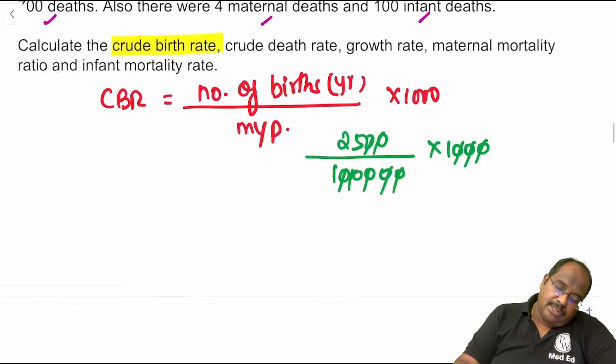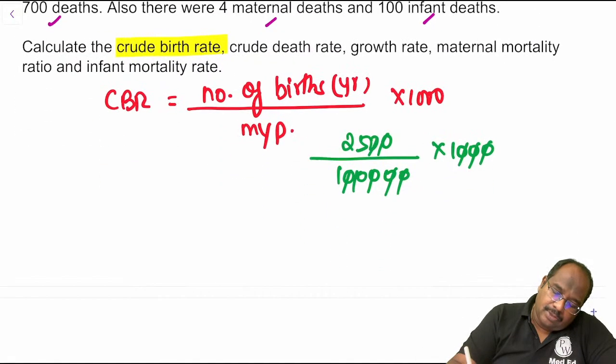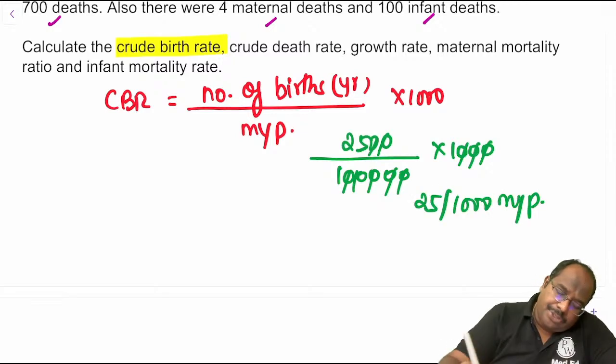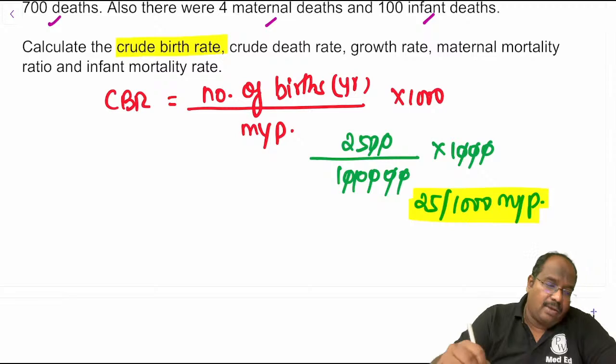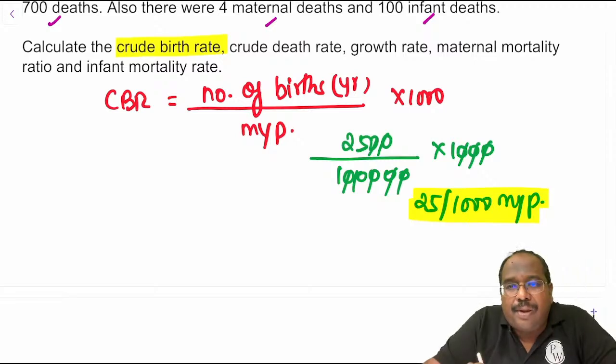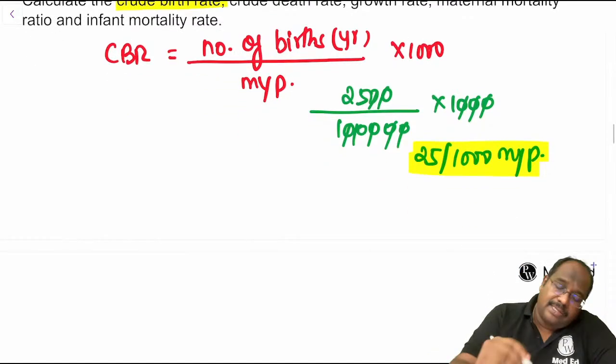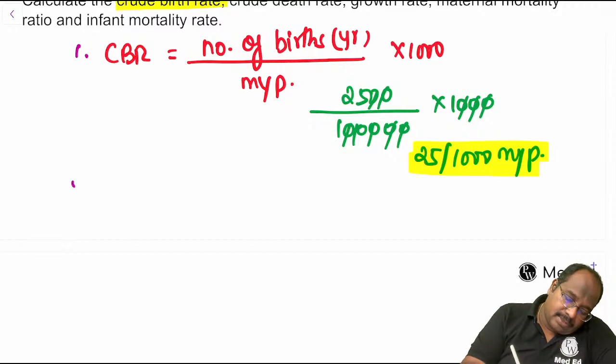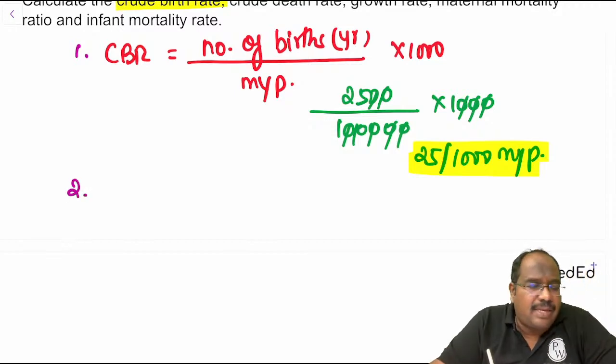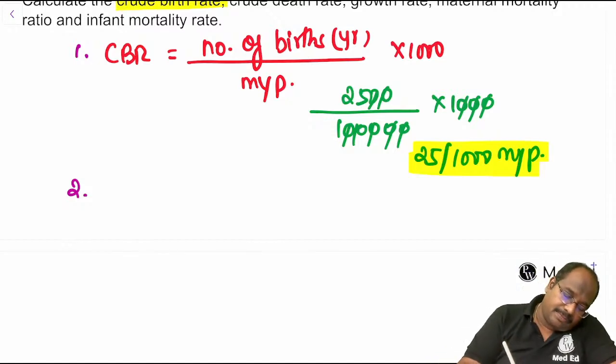So how much is it? Crude birth rate is 25 per 1,000 mid-year population. This unit you have to write correctly. Don't just write 25. It's 25 per 1,000 mid-year population. You write it clearly, then only we can get score marks. These are the areas where they will try to deduct marks. Don't give the teachers the opportunity.